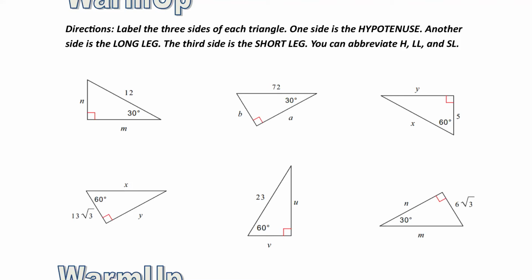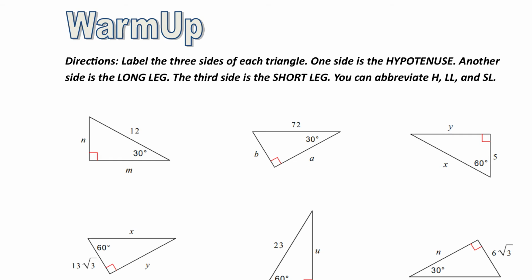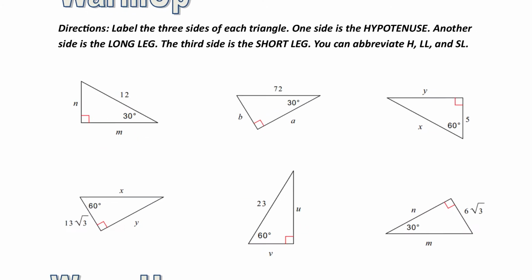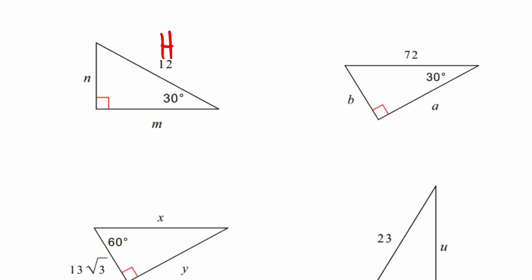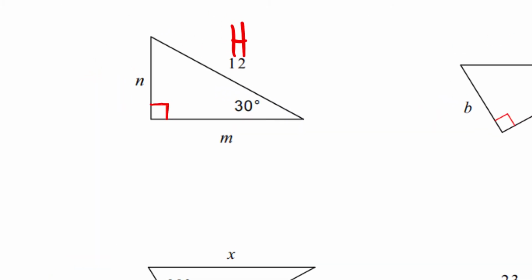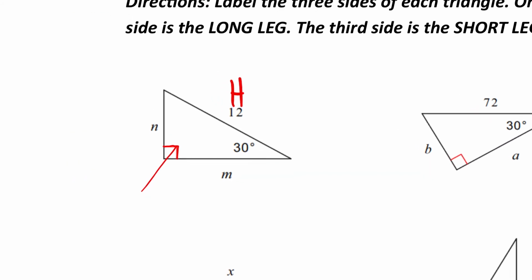So what we're doing on this warm-up is we're just labeling the size. We're just labeling the hypotenuse, long leg, and short leg. So on the first one, which one is the hypotenuse? Is the 12. Right, remember, one way to remember that is this little arrow, or the right angle box is like an arrow that points towards the hypotenuse. So that's one way to remind you. Okay, so that's the hypotenuse.